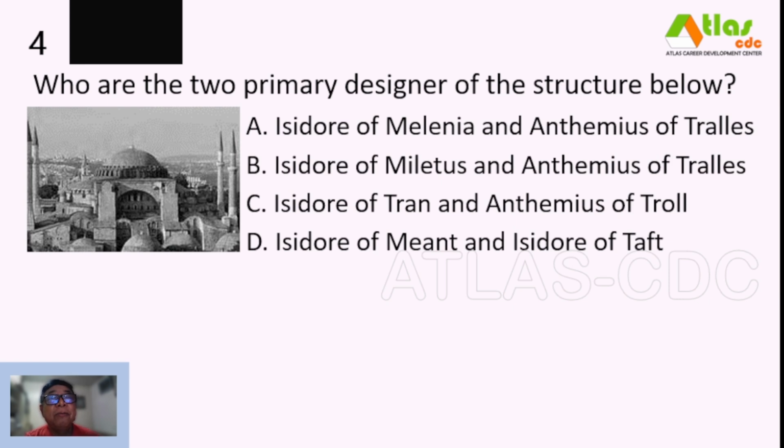Number 4. Who are the two primary designers of the structure below? A. Isidore of Millenia and Anthemius of Tralles. B. Isidore of Miletus and Anthemius of Tralles. C. Isidore of Tran and Anthemius of Troll. And D. Isidore of Net and Isidore of Taf.